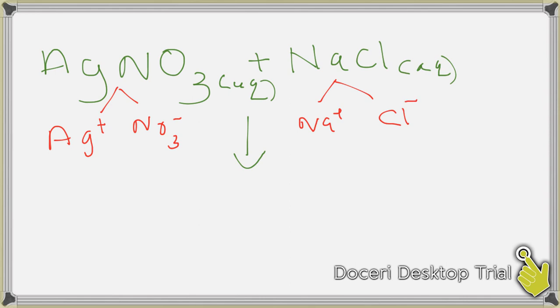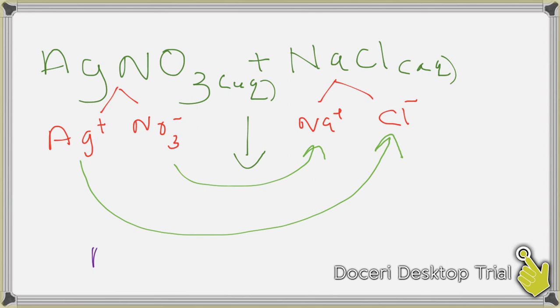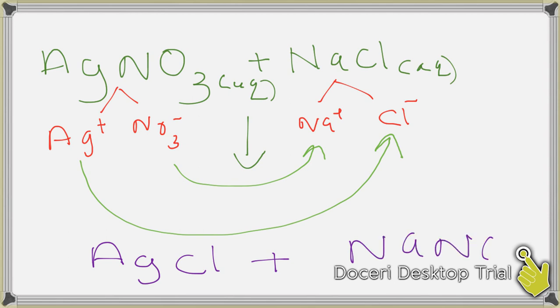So silver goes with chlorine because positive goes with negative. Nitrate goes with sodium. So you get the products. I'm writing products in a different color. I'm getting silver chloride, and these are my reactants, and I'm getting sodium nitrate. I know sodium nitrate is aqueous, but silver chloride is solid.